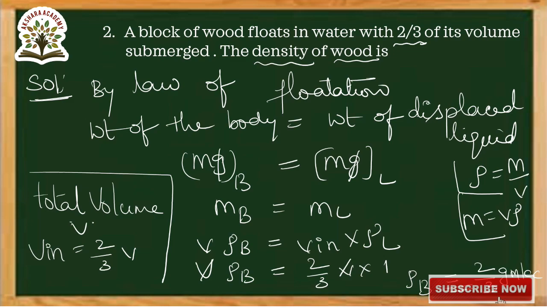So the density of wood equals 2/3 gram per cubic centimeter. This is the final answer. Okay, next we will go to the next question.